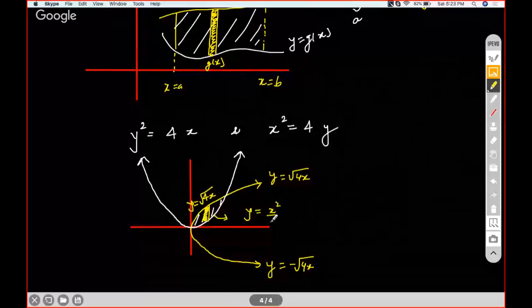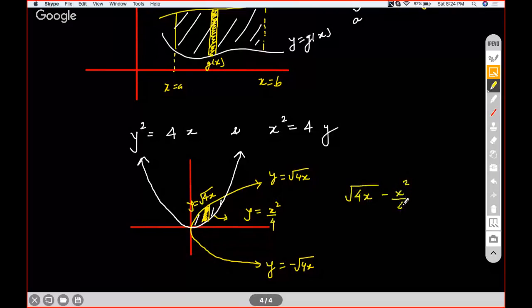We need the difference of their y's. So it would be root of 4x minus x square by 4. That will be the height. Thickness will be dx. Now, for you to know whether you have to do root of 4x minus x square by 4 or x square by 4 minus root 4x, you need to know their exact positions. Hence, you should know how to plot them.